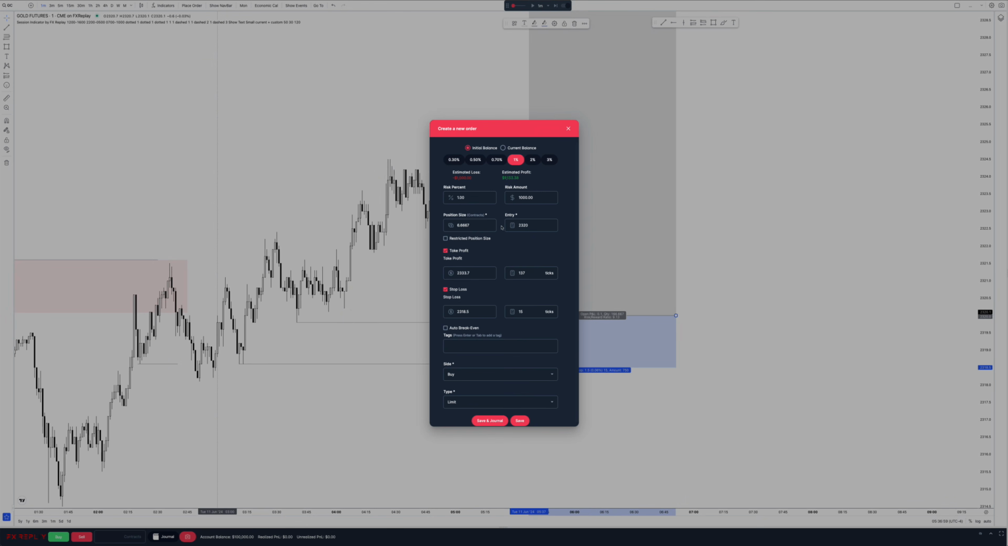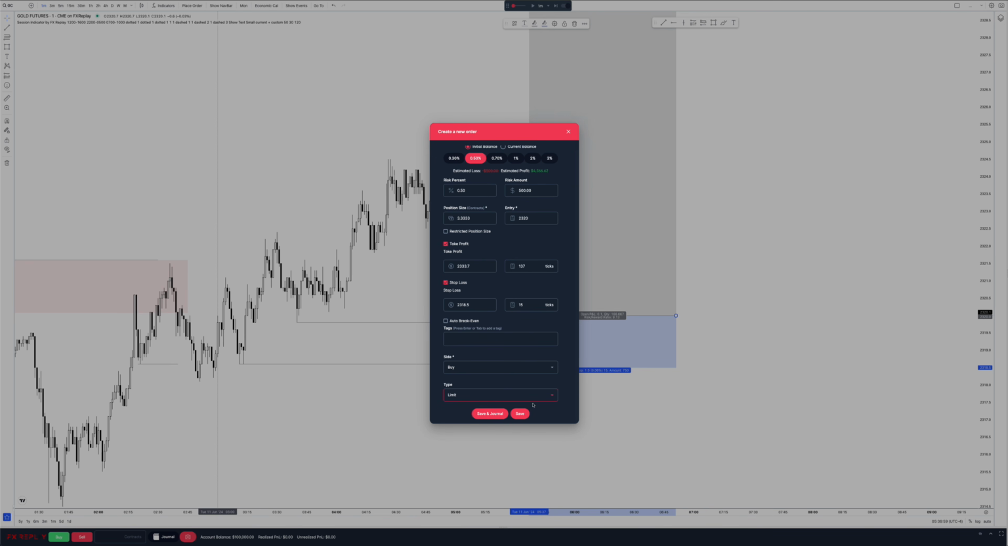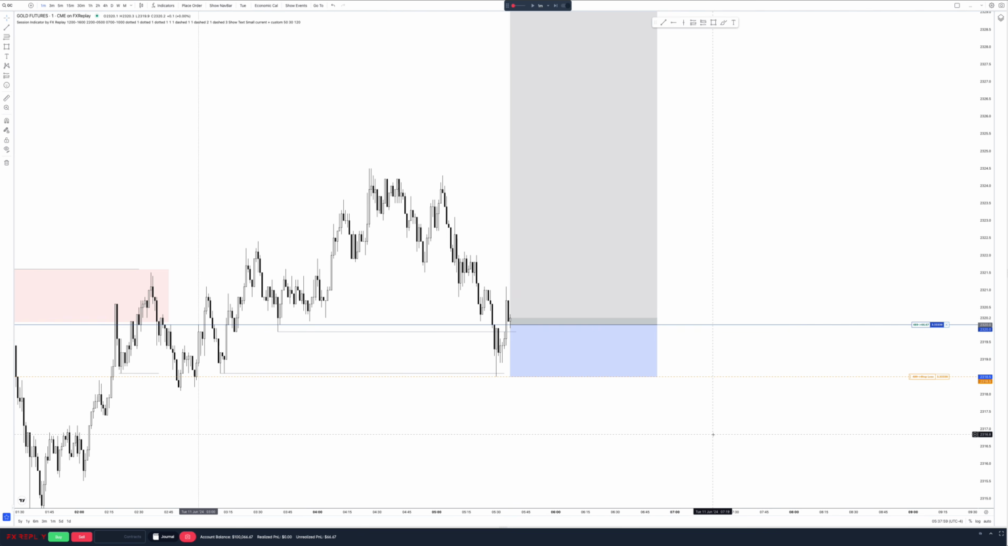Place order. I'll be risking 1%, and then let's see, actually, let me stick to 0.5%. Okay, I'll be sticking to 0.5% per trade, all around the entire session. Let's see if I can do a limit. Okay, a limit, save. Okay, that taps us in.